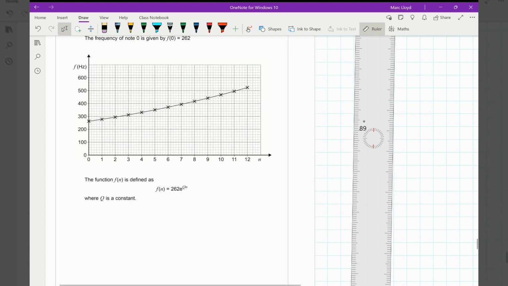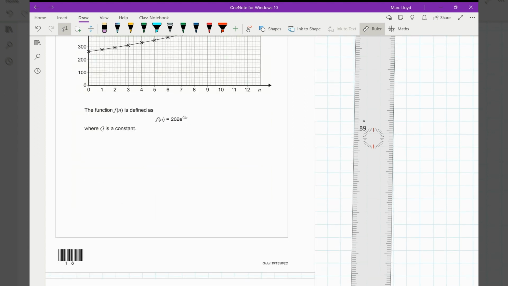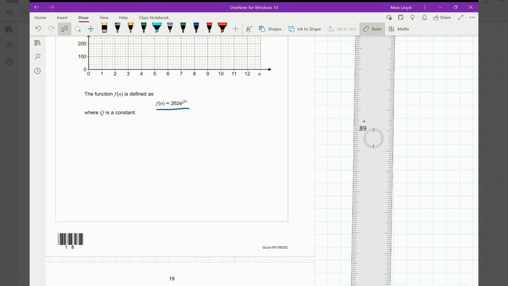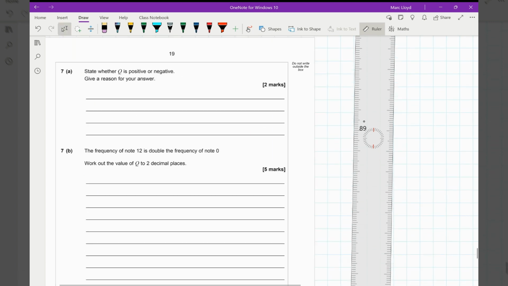Okay, here's the function defined as f of n equals 262 e to the qn, where q is a constant, so that's an unknown. Now state whether q is positive or negative. Well, q is positive, and the reason why is the graph has an increasing positive gradient.